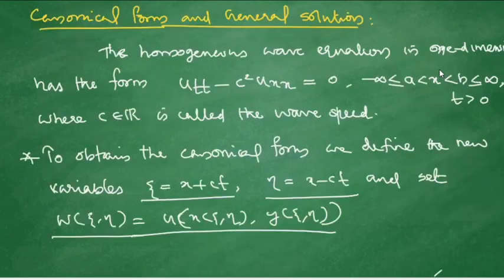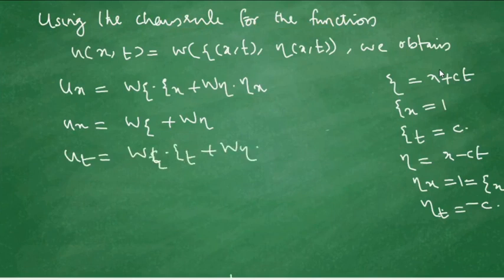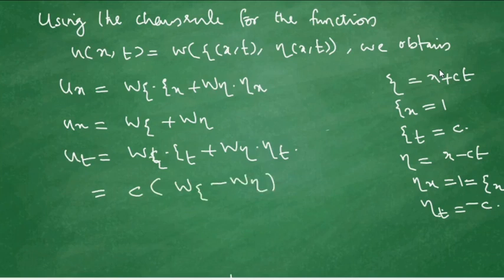Let this be equation number 1. Now ux is this, what is ut? Ut is w theta into theta t plus w eta into eta t. This is equal to w theta into theta t, where theta t is c and eta t is minus c. So we can take c outside: c times w theta minus w eta.